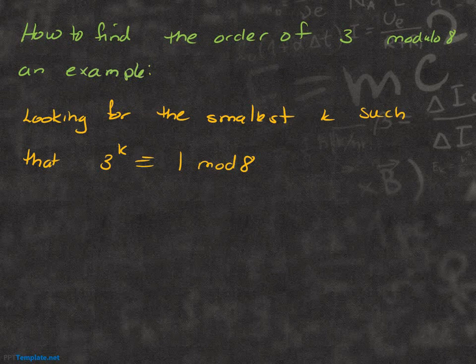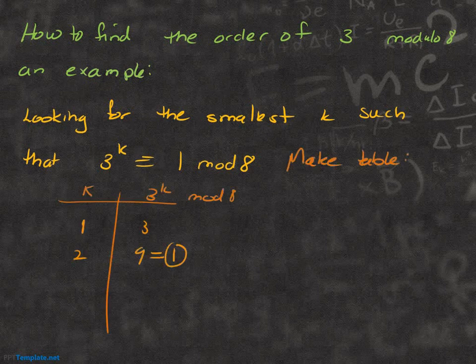But what you're looking for is the smallest integer k by multiplication that gives you back 1. So you just start making a table. K equals 1, 3 to the 1 power is 3. I didn't get there. K equals 2, 3 squared is 9. Mod by 8 is 1. So I found it. The answer is k equals 2. So the order of 3 is 2 because it took me 2 multiplications to get back to 1.